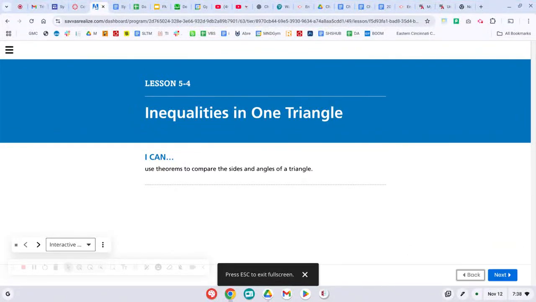All right, boys and girls, welcome back to Drive Through for a little 5-minute lesson. Here we are. We're going to go through the 5-4 interactive lesson and learn about inequalities of a triangle.